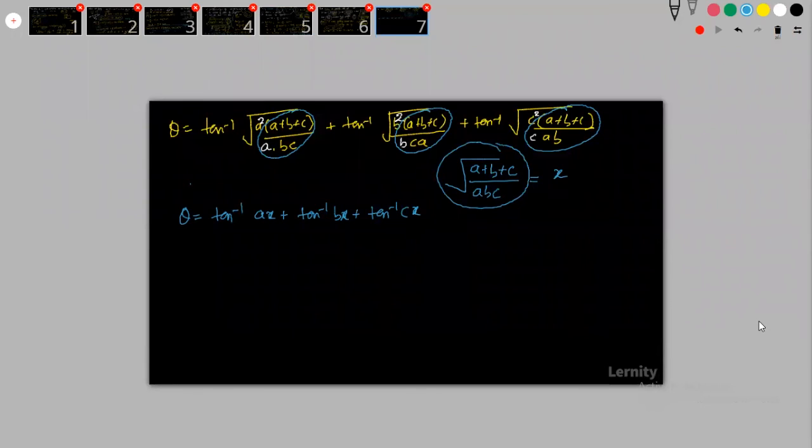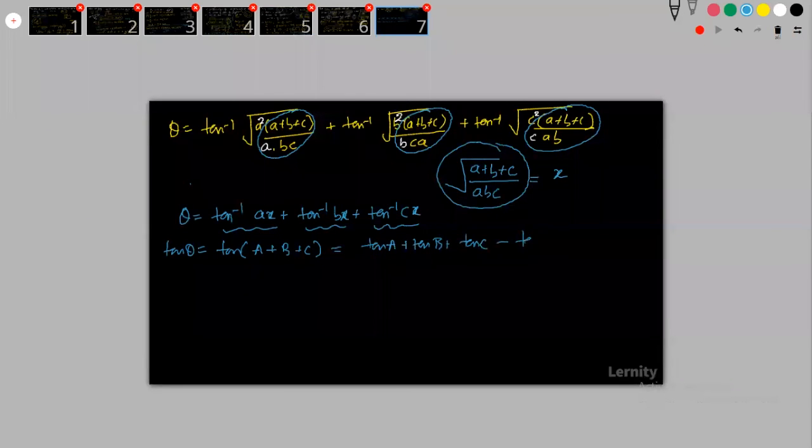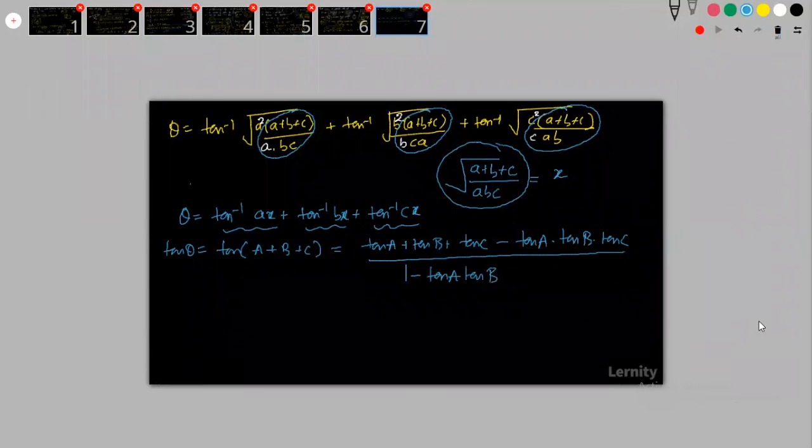So now theta is capital A plus capital B plus capital C. I can take tan on both sides because they are asking to find tan. So tan of theta is equals to tan of this whole part, A plus B plus C. So tan of A plus B plus C is what? Tan A plus tan B plus tan C minus tan A into tan B into tan C upon 1 minus tan A tan B minus tan B tan C minus tan A tan C, right?